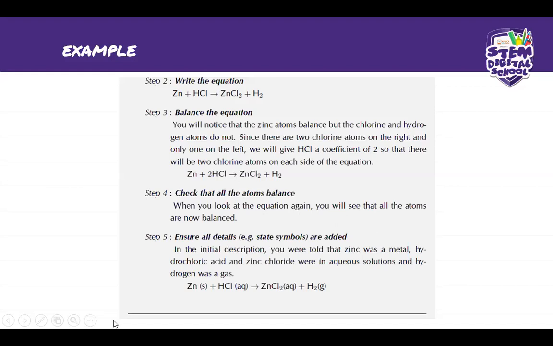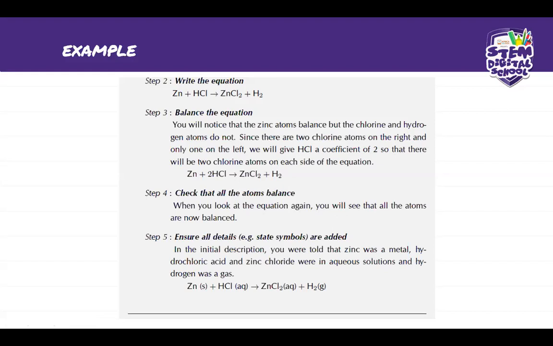So you will notice that the zinc atoms balance, but the chlorine and hydrogen atoms do not. So since there are 2 chlorine atoms on the right and you only see one on the left, we will give HCl a coefficient of 2 so that there will be 2 chlorine atoms on each side, okay? So you just added a 2 in front of the HCl because the Cl and the hydrogen are the only ones that have 2. Then it's balanced. So now you need to check all the atoms are balanced. When you look at the equation again, you will see that all the atoms are now balanced, okay?